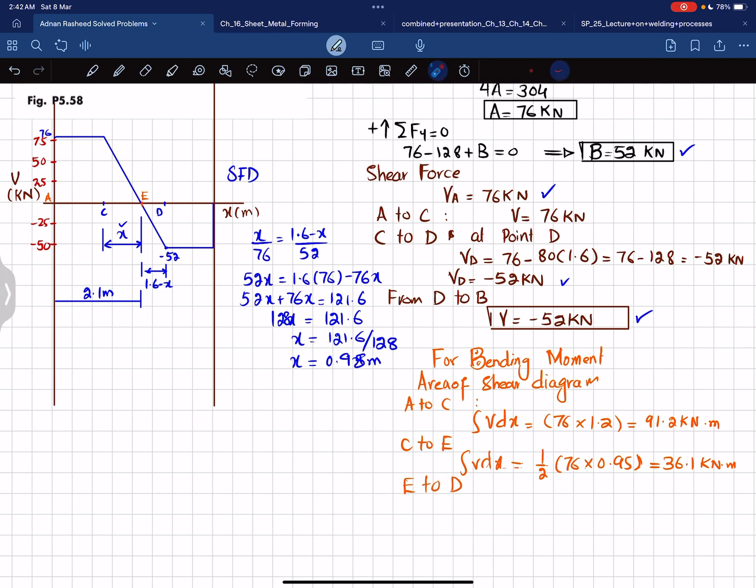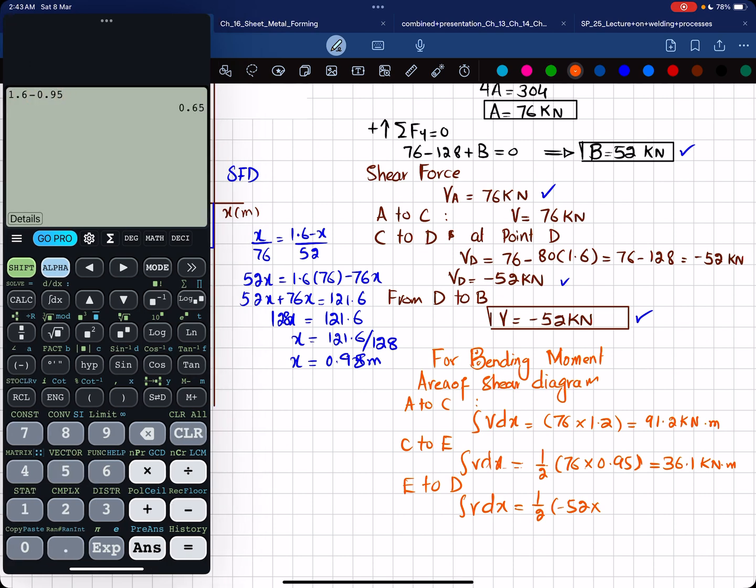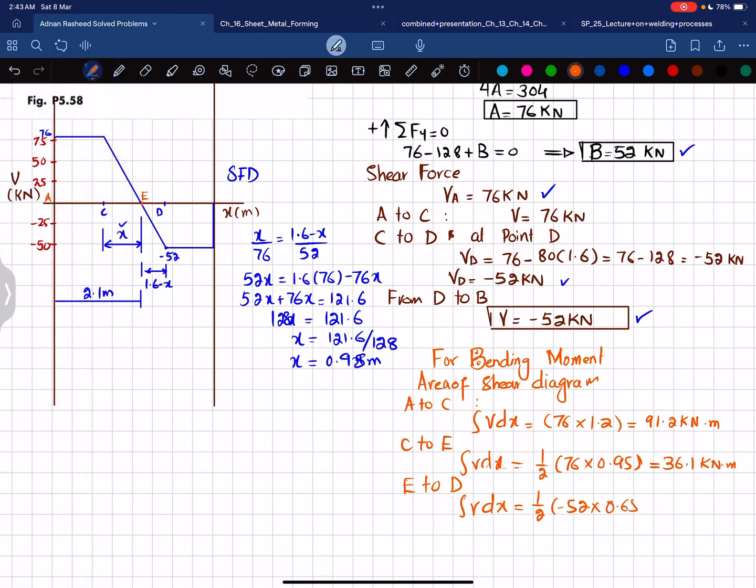Now from E to D. So this area you can see, E to D, the area under the shear force is this one. And again, this is a triangle. So its area will be 1 over 2 multiplied by minus 52 multiplied by this length. And this length will be 1.6 minus 0.95, that is 0.65. So I will write integral of V dx will be equal to 1 over 2 multiplied by minus 52 multiplied by 0.65. Multiplying this, we will get minus 16.9 kilonewton meter.